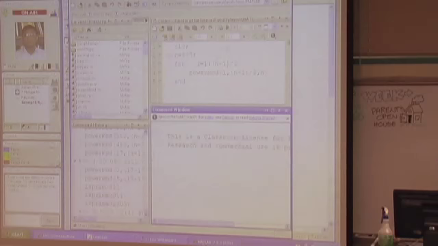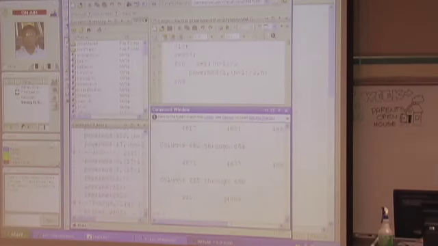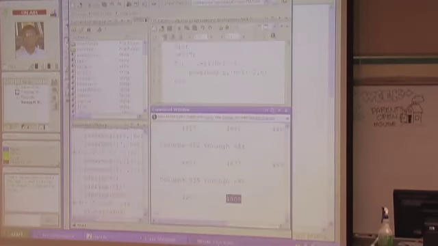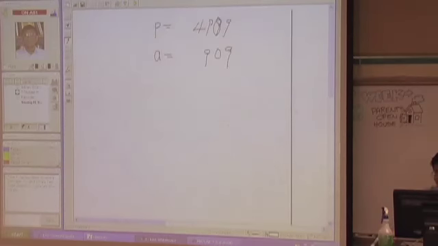Then, so 4909 is the prime. How did you know that? And then 409, did you pick this number or? Primes up to 909, then the last prime number is 907. So you chose this problem.